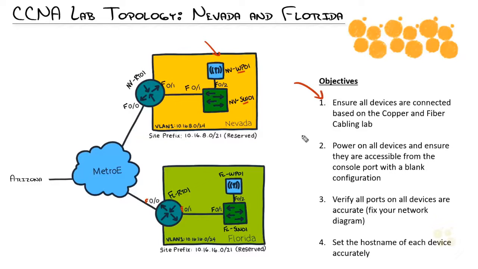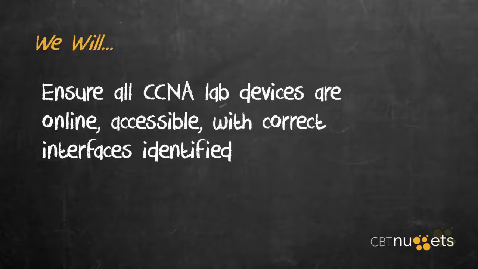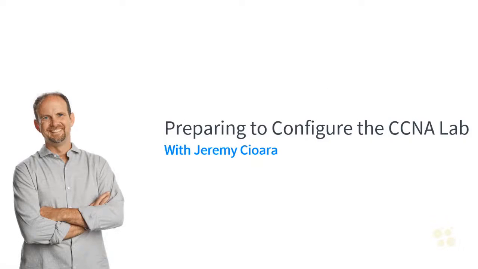We have verified all the connections, powered all the devices, made sure they had blank configurations, verified all the ports were updated and now accurate. You can see there's many problems if you just assume you know what the interfaces are without knowing that mystical command, show IP interface brief. And we've set the host name of every single device in our entire network pod accurately. This is a great looking set of devices. And we've now ensured all CCNA lab devices are online, accessible, with correct interfaces identified. More to it than you thought, right? I hope this has been informative for you, and I'd like to thank you for viewing.